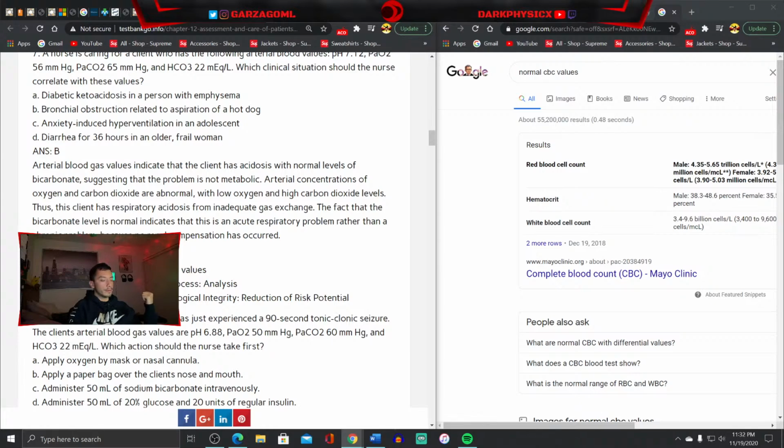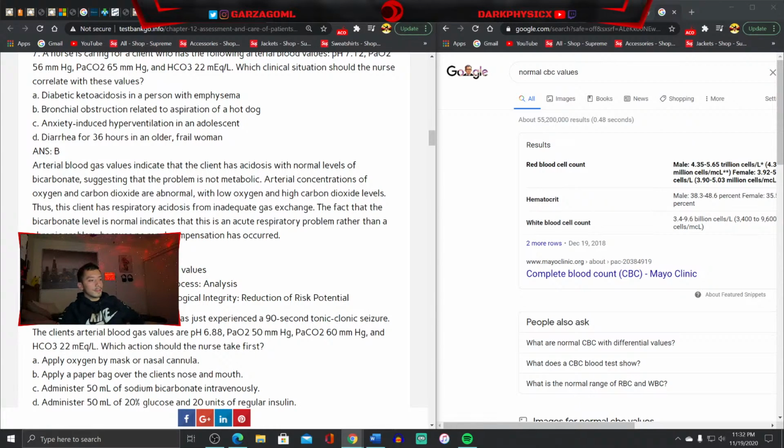PaO2 of 50, acidic. PCO2 of 60, very acidic. And then HCO3 of 22. What actions should the nurse take first? So, respiratory acidosis, 100%.